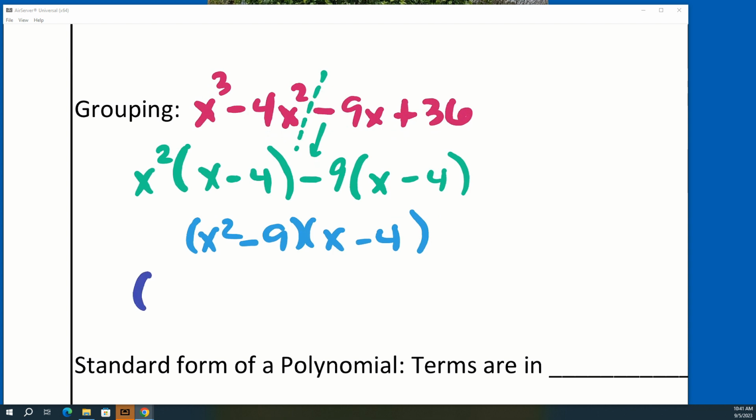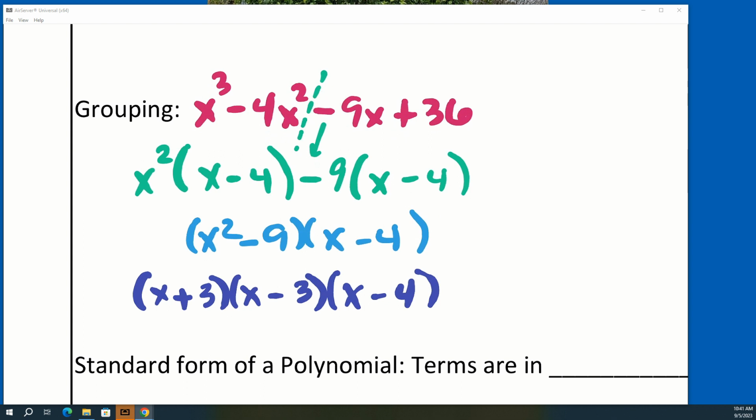Difference of squares. x squared minus 9 is the difference of squares. And to factor the difference of squares, you find each square root, and you put one with a plus and one with a minus. So a lot of times today, after you factor by grouping, there's another step of factoring using the difference of squares.